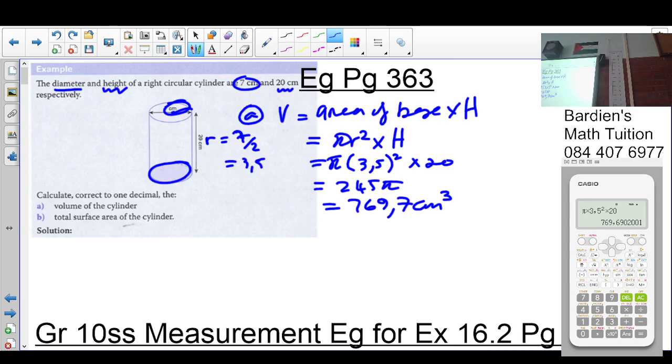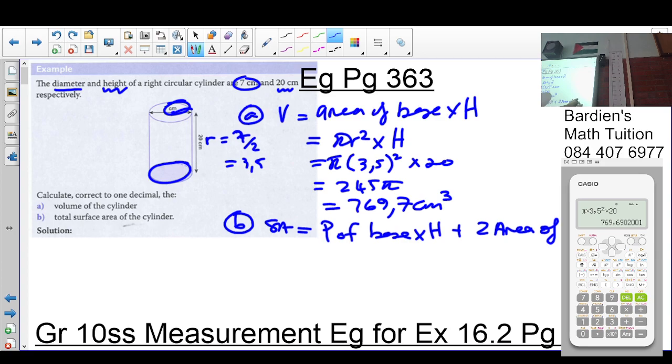Okay. The total surface area of the cylinder. How do you calculate the surface area? Perimeter of base times height plus 2 times area of base. So the perimeter of a circle is 2 pi r, times height, plus area of the base. How do you calculate the area of a circle? Pi r squared.